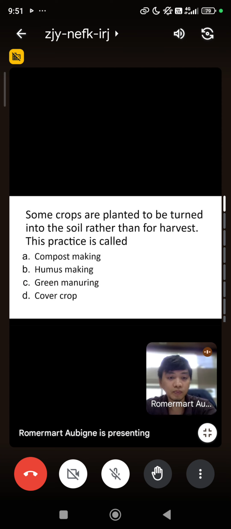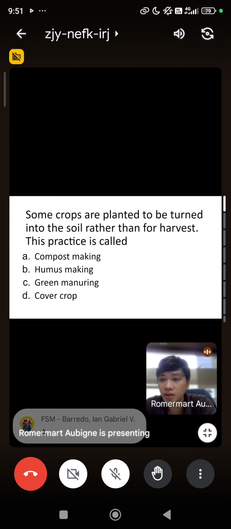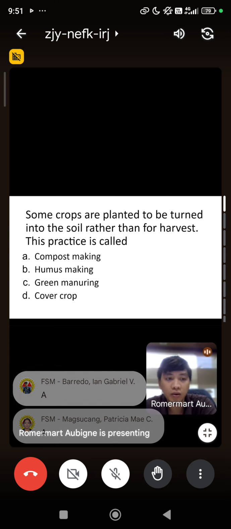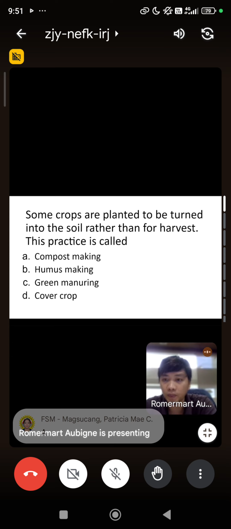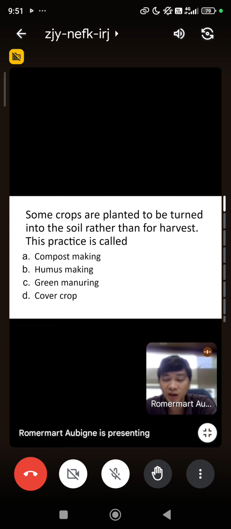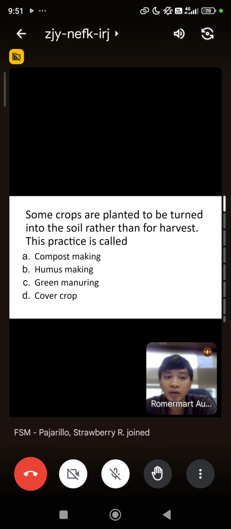So next, some crops are planted to be turned into soil rather than for harvest. This practice is called A. Compost making, B. Humus making, C. Green manuring, or D. Cover crop. Some crops are planted to be turned into the soil rather than for harvest. This practice is called, natin mga sagot.